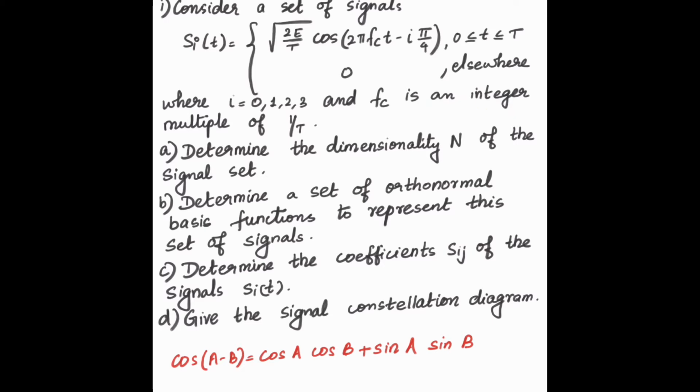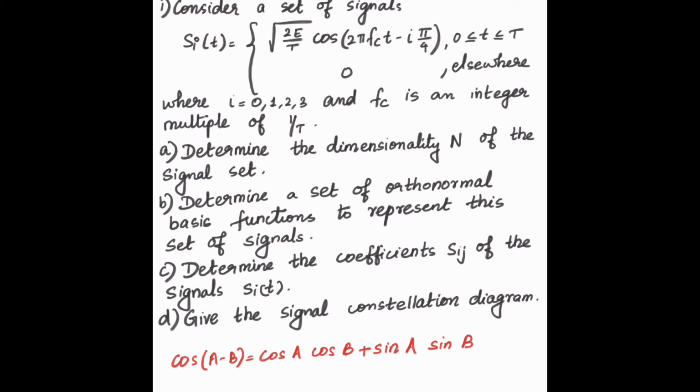In the problem, it is asked to find the dimensionality N of the signal set, then the set of orthonormal basis functions, then the coefficients Sij of the signal Si of t, and the signal constellation diagram.